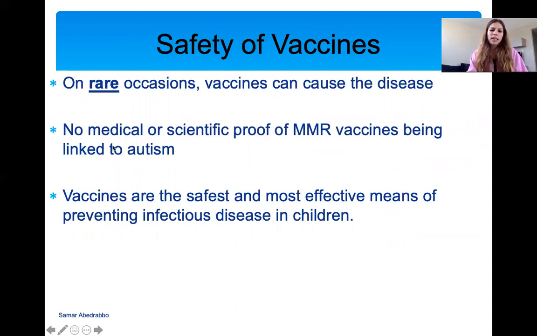And there's been no medical or scientific proof that the MMR vaccine, this is the one that's been linked to autism, actually causes autism. So if you read more in detail about all the stories with the MMR vaccine and autism, it's not true. Vaccines right now are the safest and most effective means of preventing infectious disease in children, especially things that can be very serious in children.